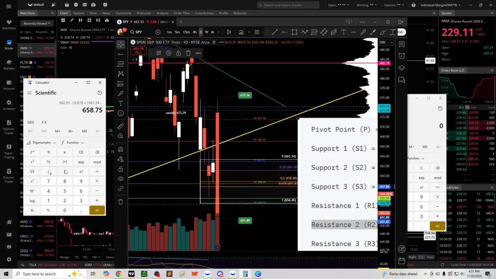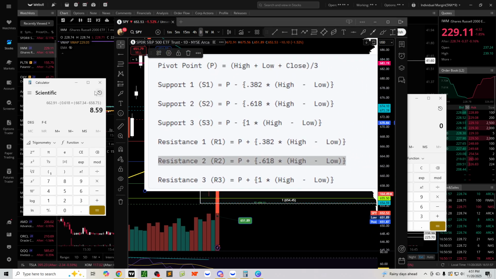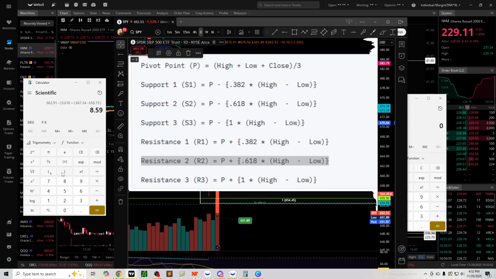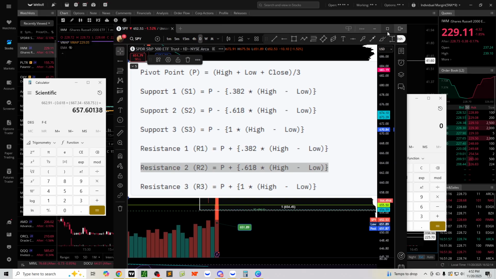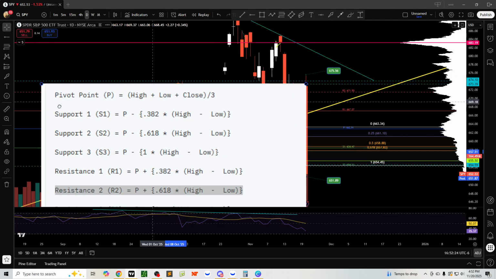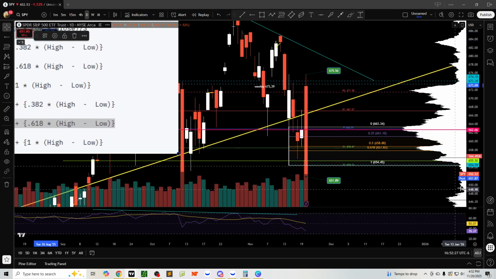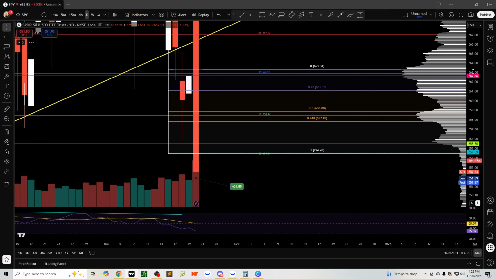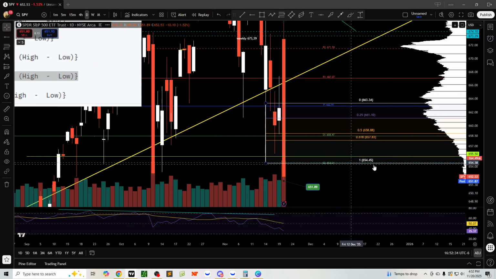658.75. And then close that bracket. And then close the full bracket. 657.60. That's what I've got. So that's that 618. Let me expand this out. 657.60. And see right here, 657.83. It's within 20 cents, but it's basically going to be that. It's not going to be perfect because the 618 doesn't divide perfectly.